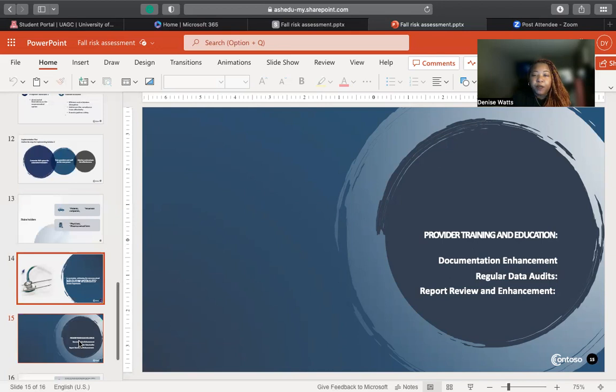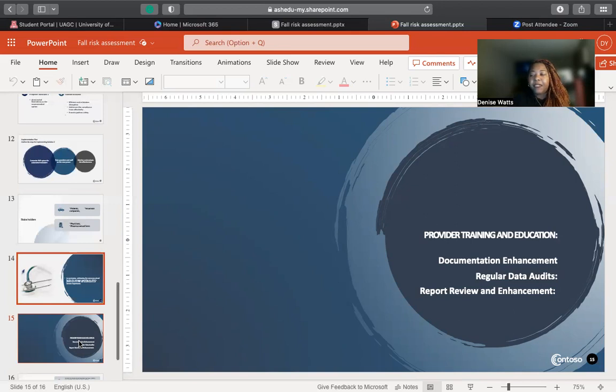Report review and enhancements. Collaborate with the IT team to review the PE reports and data retrieval process and make necessary adjustments to ensure it accurately reflects the fall risk assessment data.